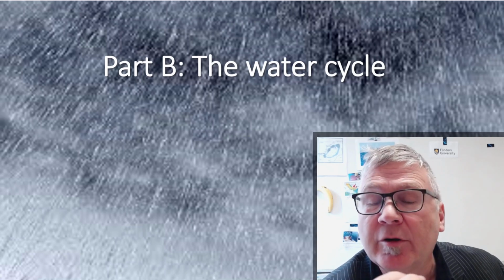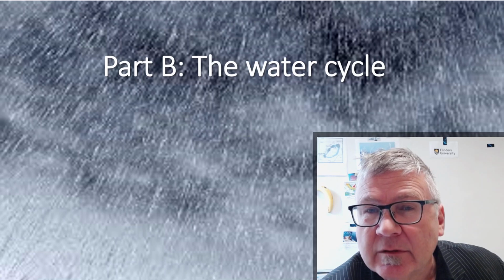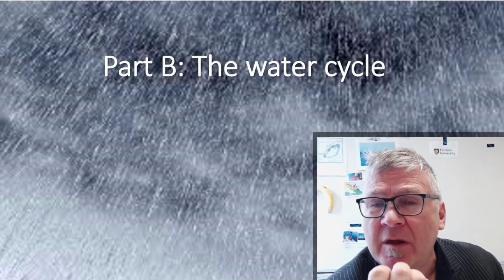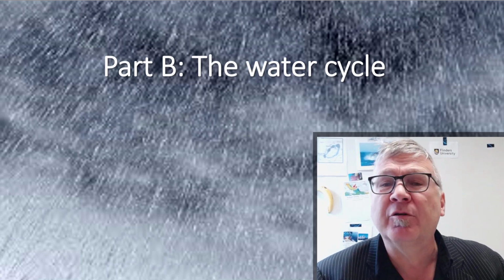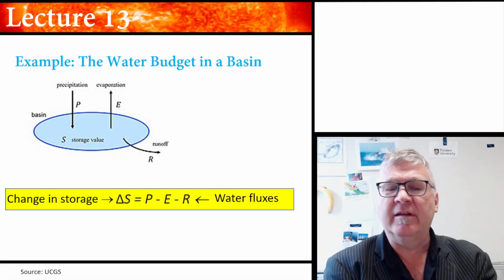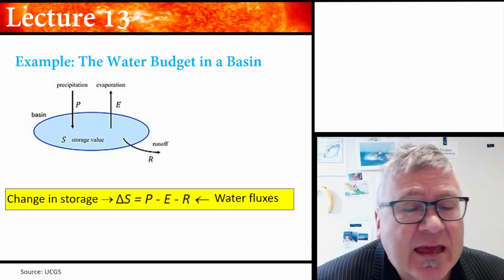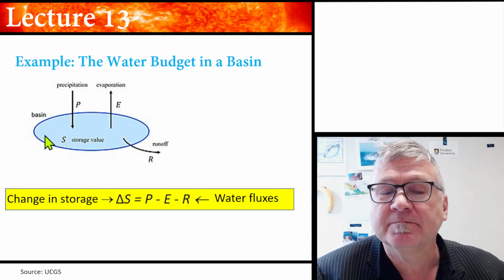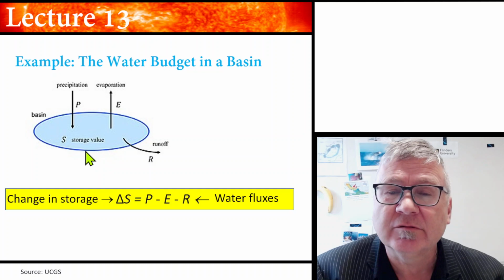So let us talk about the water cycle. As a starting point, let's have a look at a very confined water reservoir. Just think about a lake. What we're trying to understand now is, we have a certain amount of water in our lake, which we call the storage value S. And we want to understand how it can change.